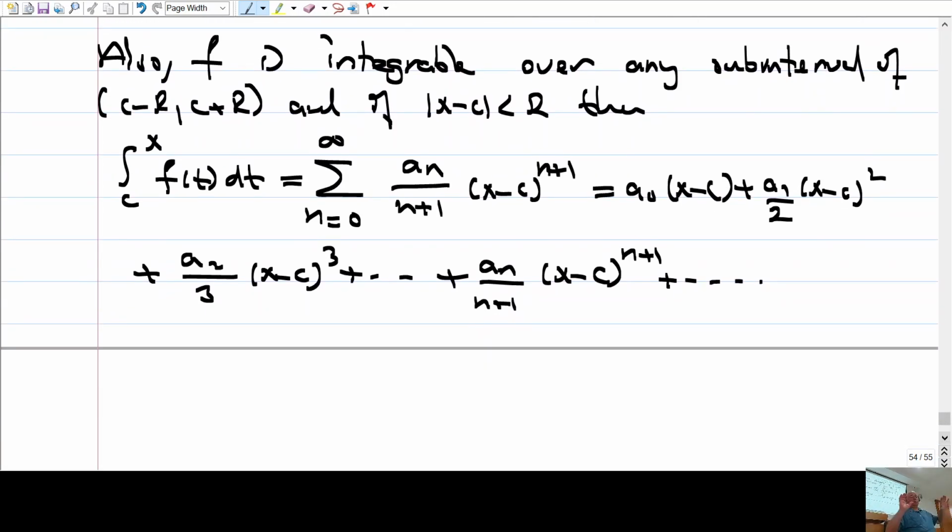So you can just differentiate and integrate a power series as if it is a polynomial, as if it's a finite sum.